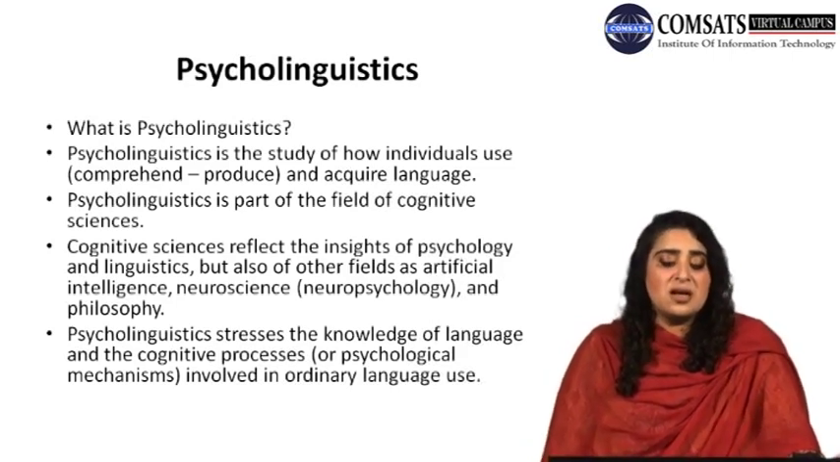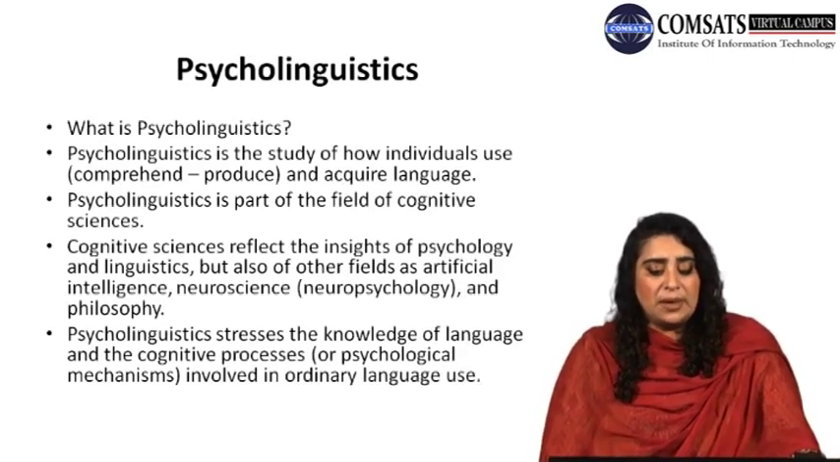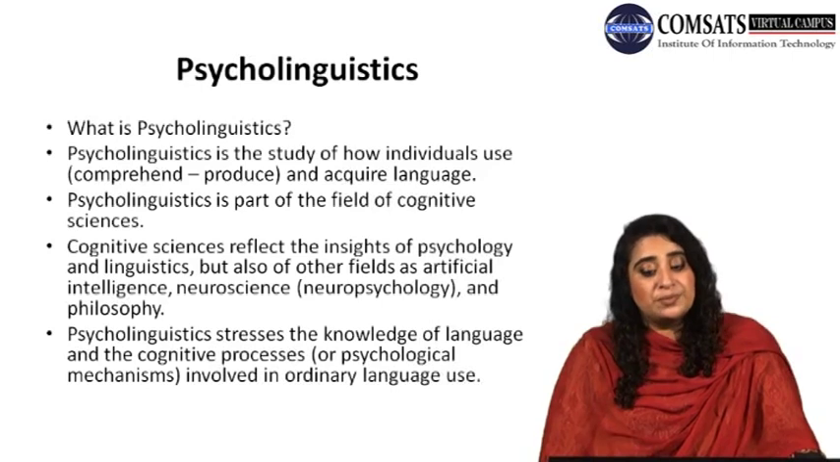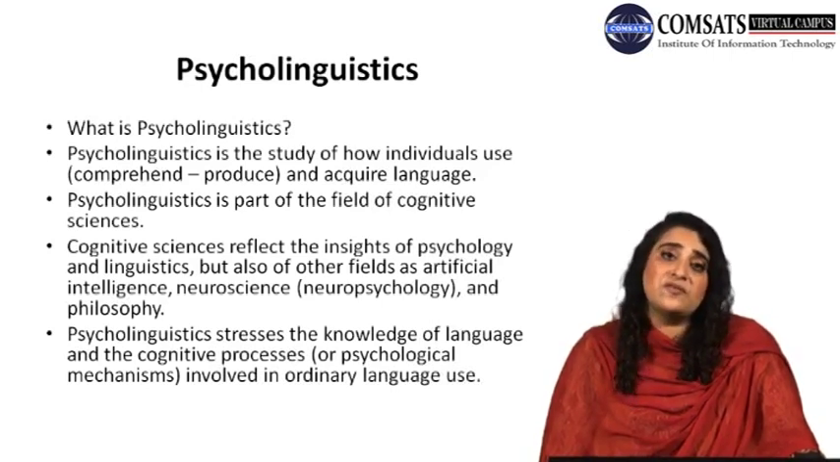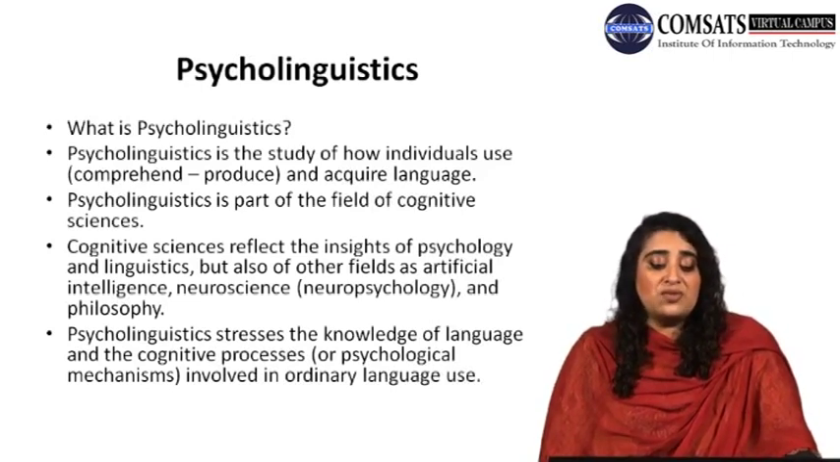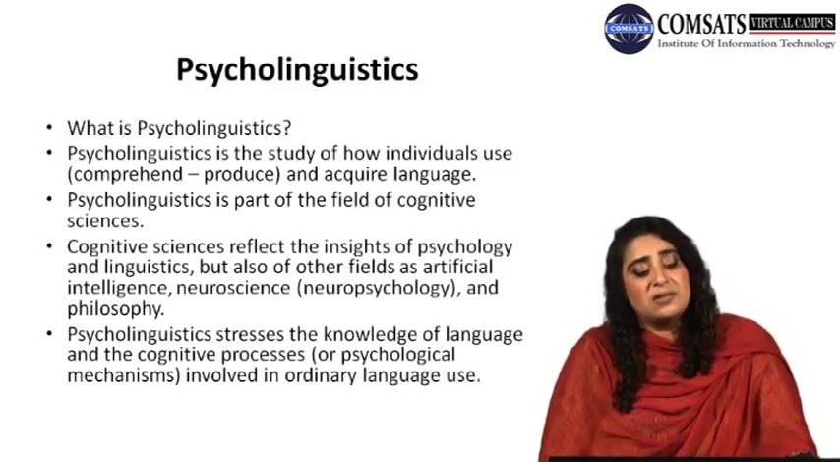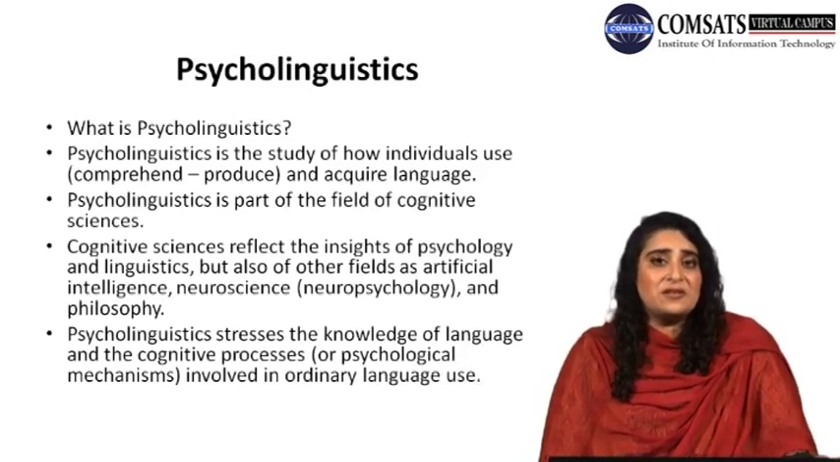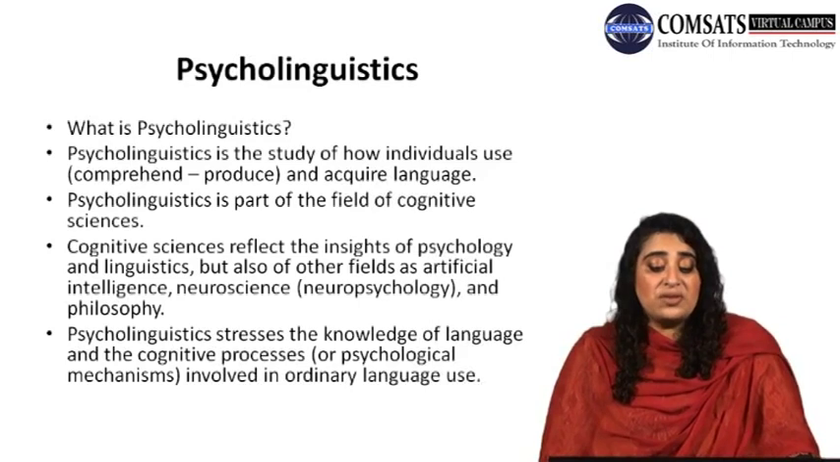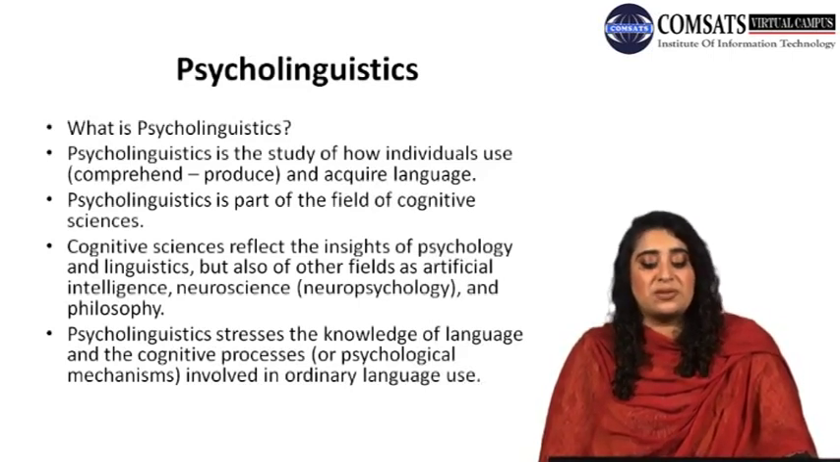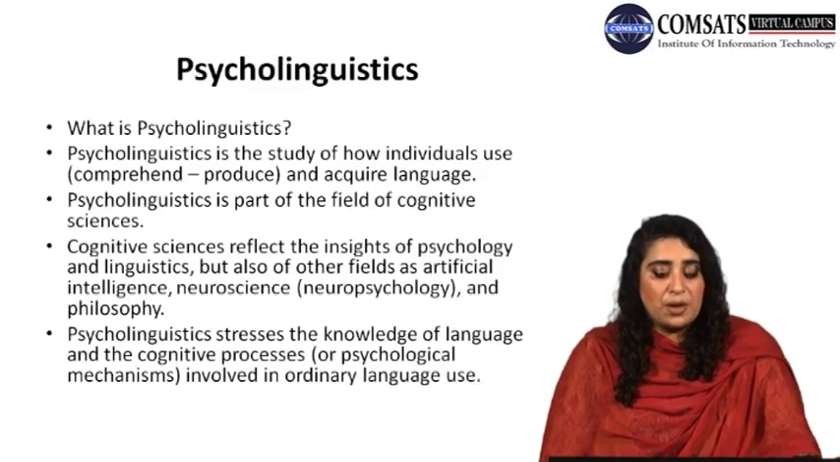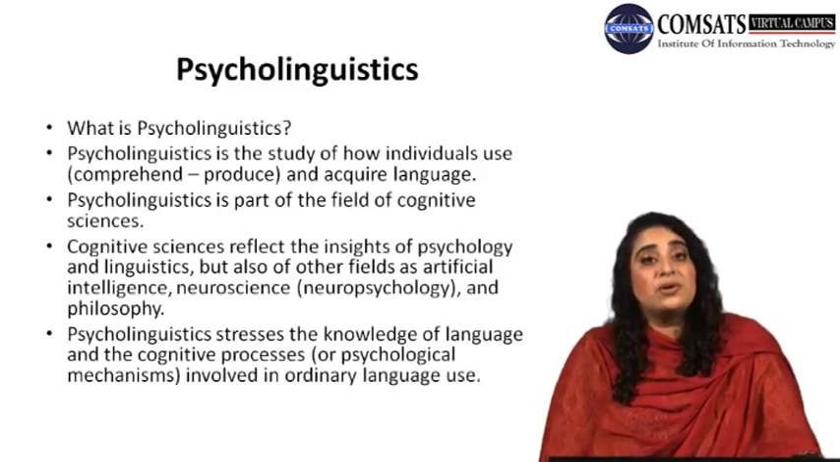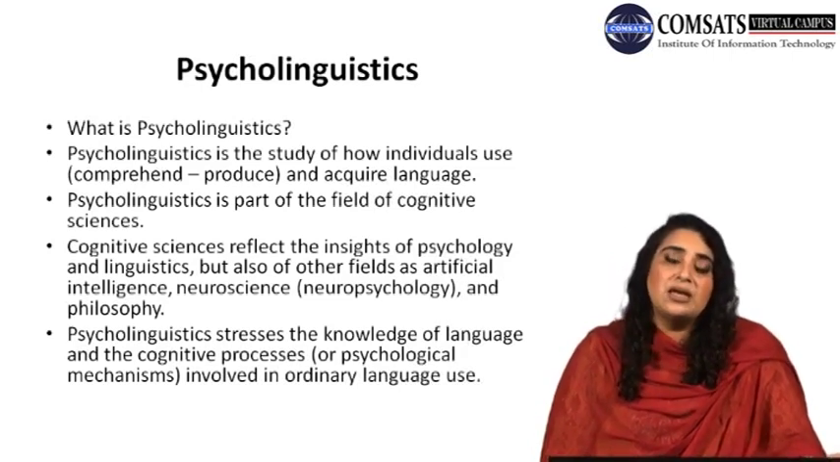So, cognitive sciences studies all of these in a more detailed way, and neuroscience, neuropsychology related to the brain, and philosophy. So, psycholinguistics stresses the knowledge of language. Now, psycholinguistics is a part of cognitive sciences, which is a vast field. So, it covers so many things. Now, within that field, psycholinguistics stresses the knowledge of language and the cognitive processes or psychological mechanisms, how your brain works, the mechanism of your psychology, involved in ordinary language use, how you use your brain in ordinary language.